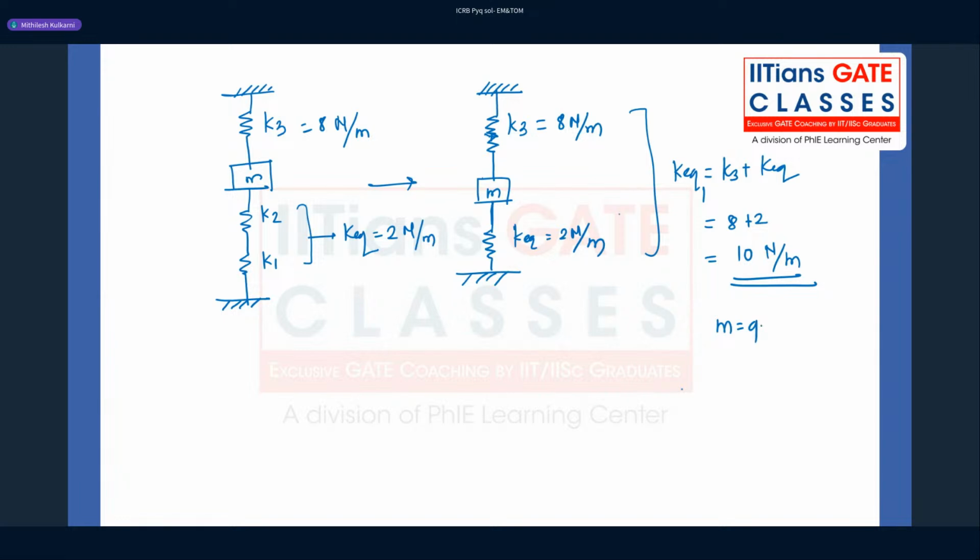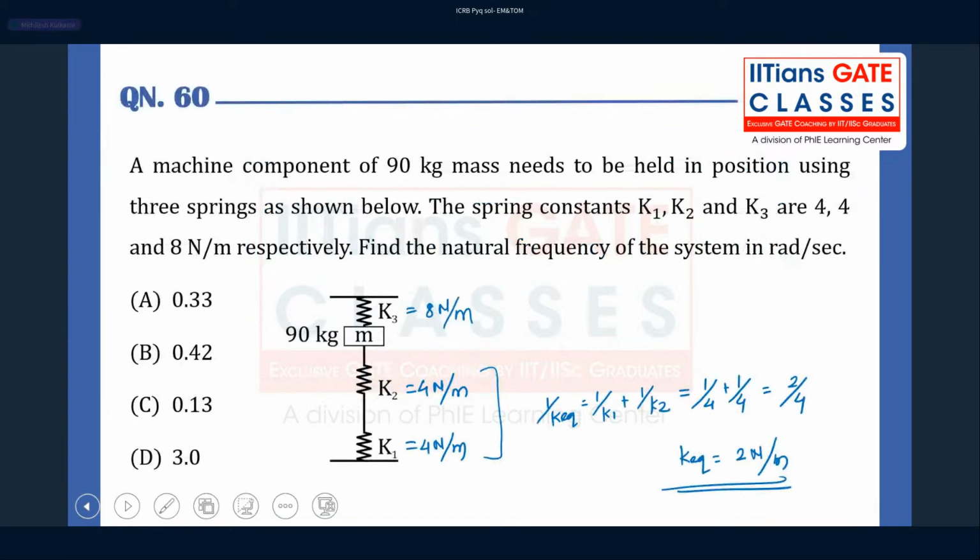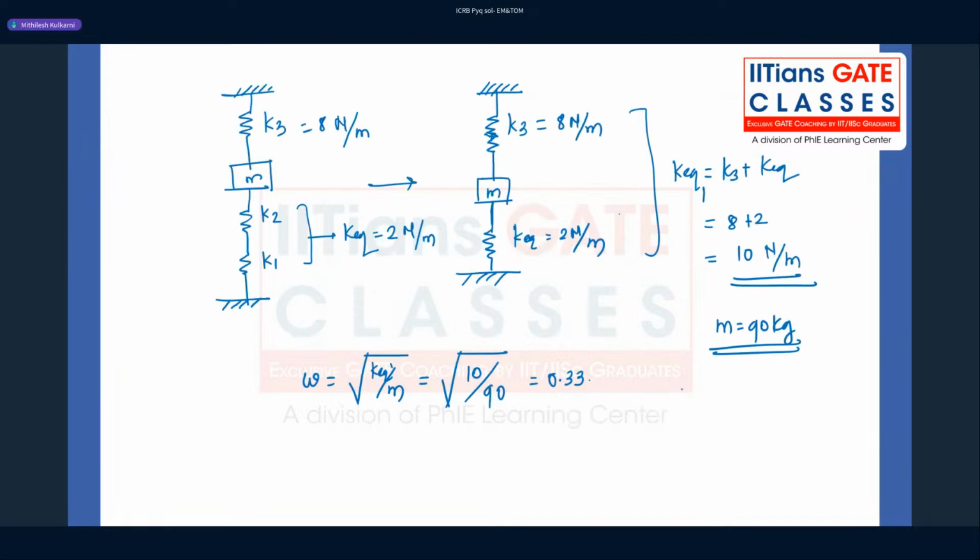Mass is also given as 90 kgs. So we know that omega, which is frequency, is root K by M. Equivalent spring stiffness is 10 divided by 90. And if you calculate it, you will end up with 0.33 radian per second. So option A is correct in this case. If they ask in hertz, you have to use the formula again. Omega is equal to 2 pi n, and from that, you can calculate in hertz.